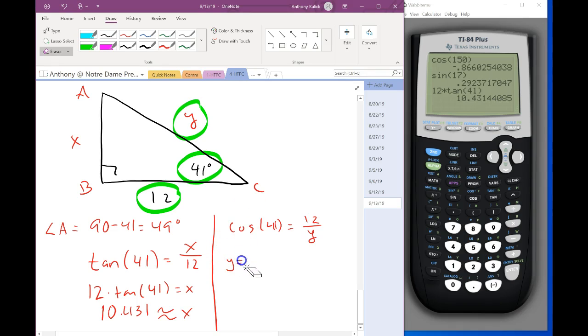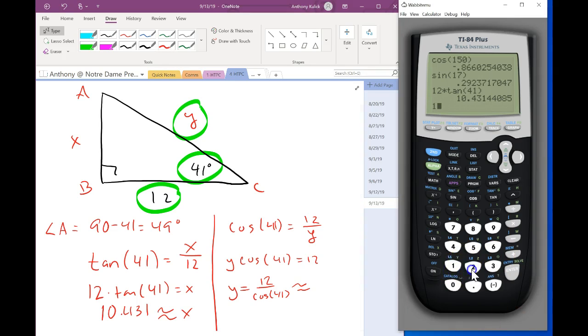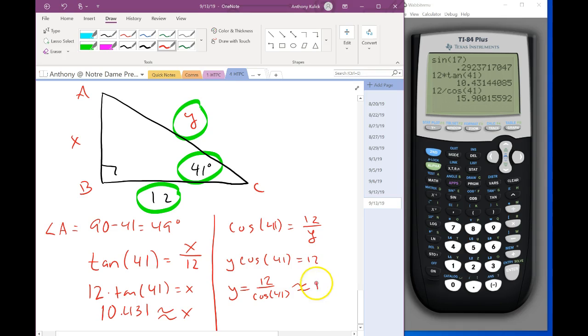So if I multiply both sides by y and then divide both sides by cosine of 41, I would get 12 divided by cosine 41, which is about 15.900.